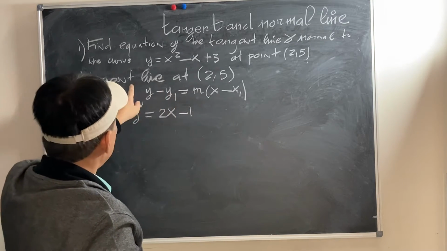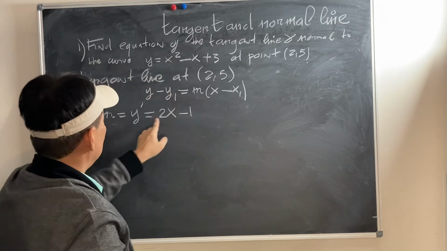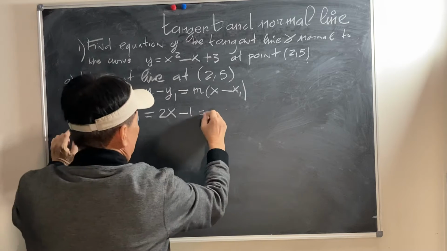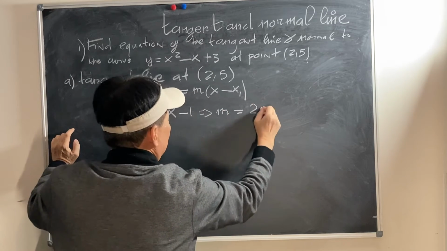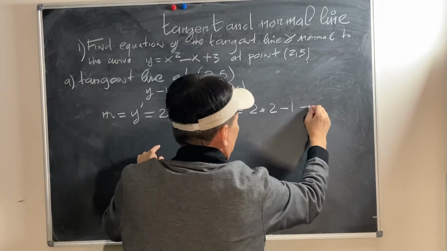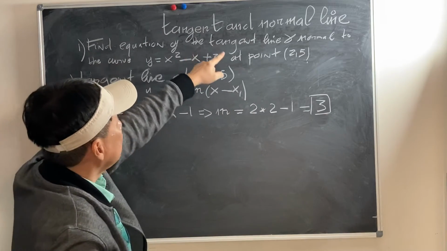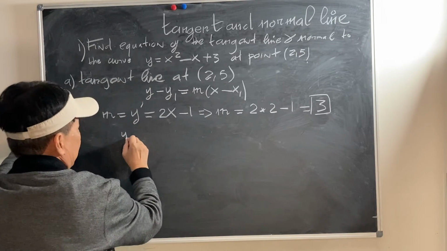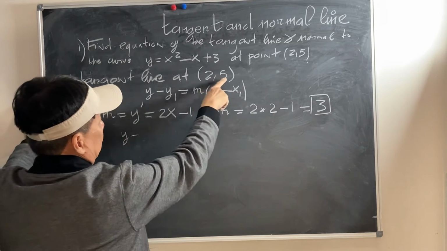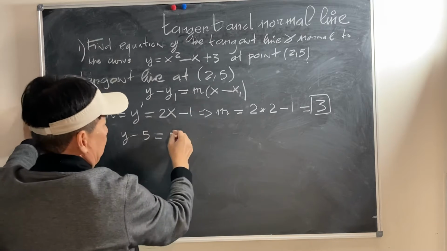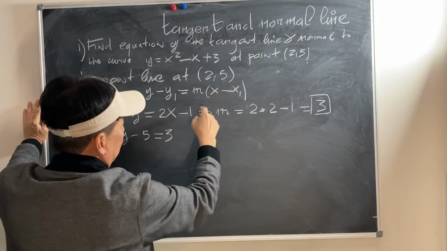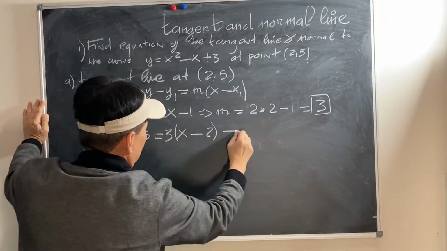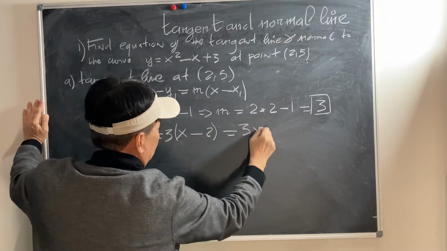Okay, so the tangent line at (2, 5). At x equals 2, if you substitute here, then you have m equals 2 times 2 minus 1 equals 3. So the slope of the tangent line through point (2, 5) equals 3. So we apply that formula. We have y minus y1, which is y minus 5, equals m, 3, times (x minus x1), x minus 2. Okay, 3 multiplied in gives 3x minus 6.